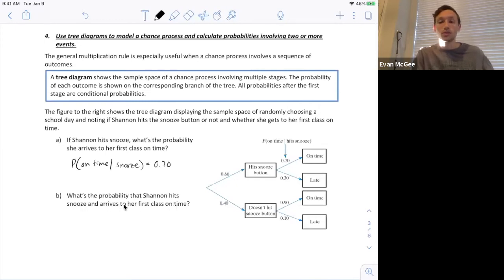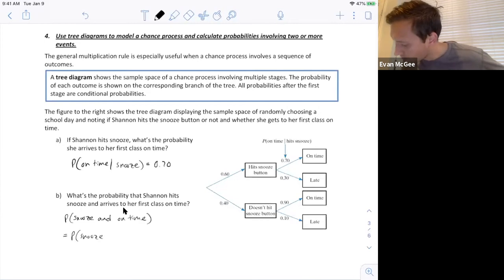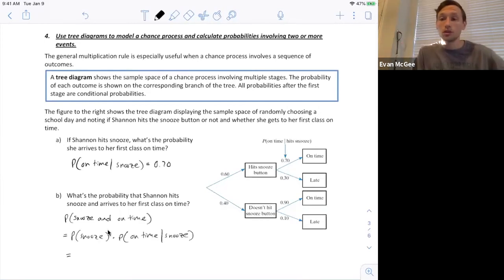This is a multiplication statement. All we have to do is multiply the probability of them both occurring. So we're using the general multiplication rule. The probability that she snoozes is 0.6. The probability that she's on time, given that she snoozes, is 0.7. So we're going to multiply 0.6 times 0.7 to get our answer.